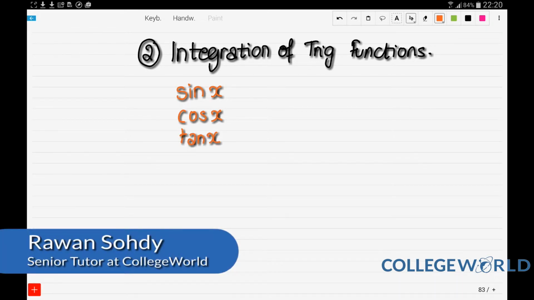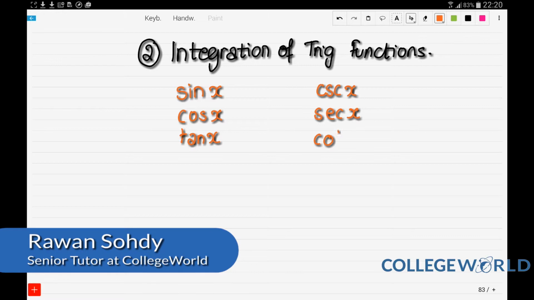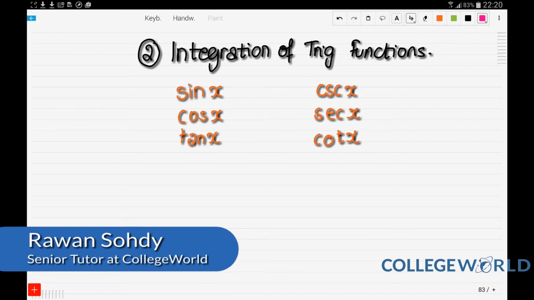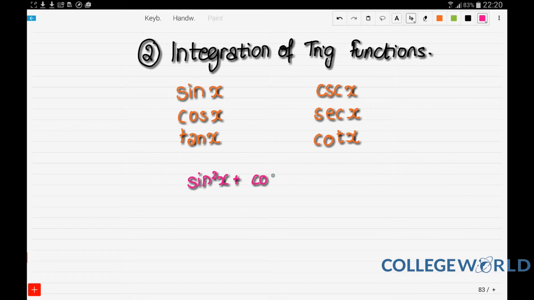and then there's also cosecant, there is secant, and there is cotan. Those are trigonometric functions, and of course you remember that whenever we talk about trigonometric functions, we should always remember the trigonometric identities, like sine squared x plus cosine squared x equals 1. This is one of our most basic ones. You need to remember that 1 plus tan squared x is going to equal sec squared x.